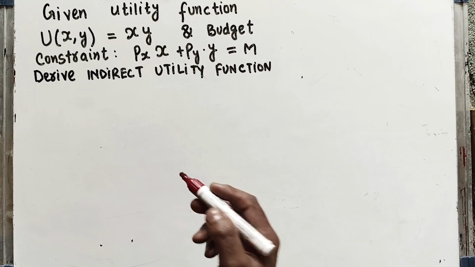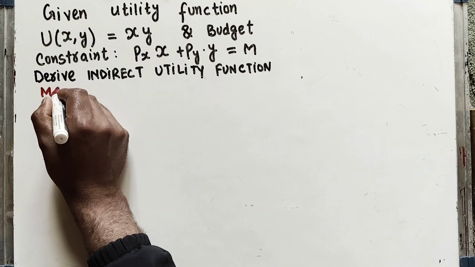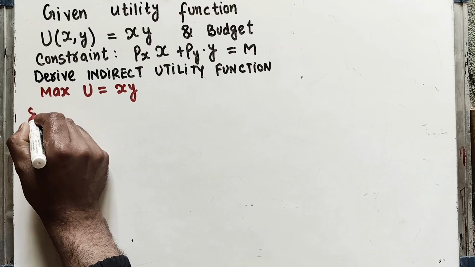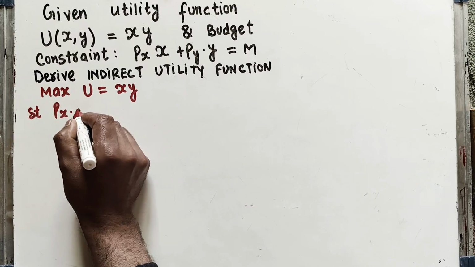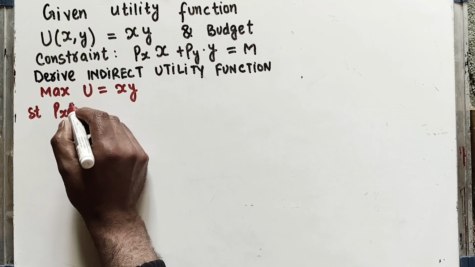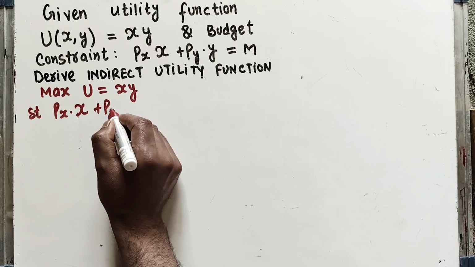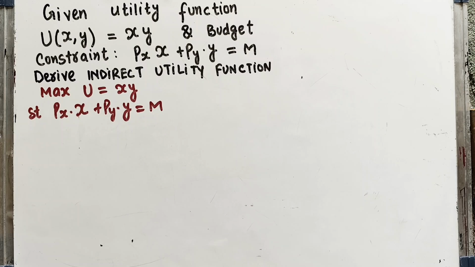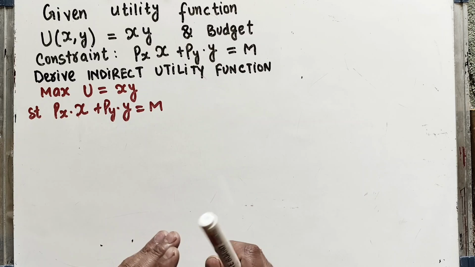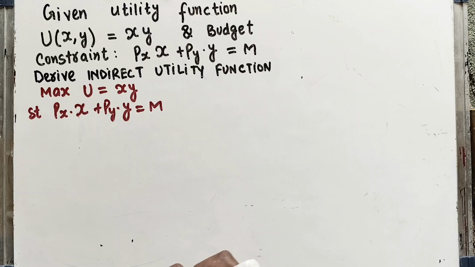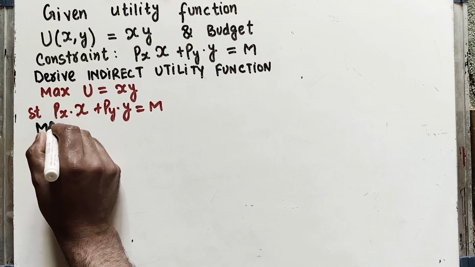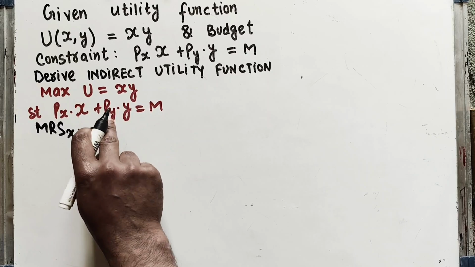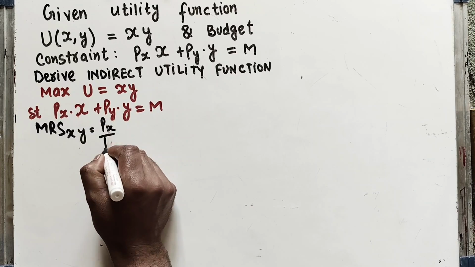Okay, so how do we solve it? So first we want to maximize the given utility function, that is u is equal to x times y, subject to the budget constraint, that is price of good x times units of good x plus py times y should be equal to the income of the consumer. Okay, so to find out the indirect utility function, first we need to find out the demand function for good x and y. For that, we equate the marginal rate of substitution between good x and y, and it should be equal to the ratio of the prices, price of x upon the price of good y.